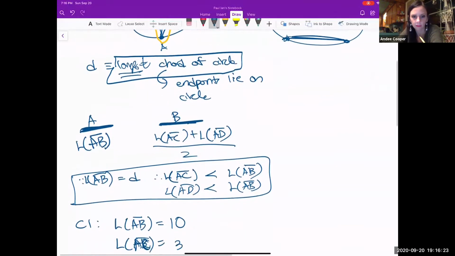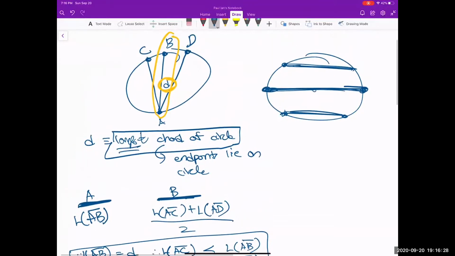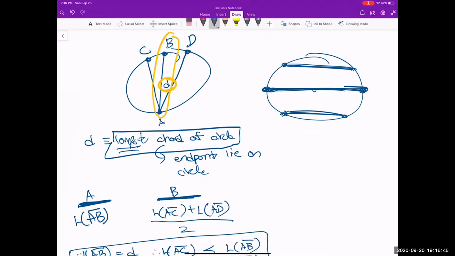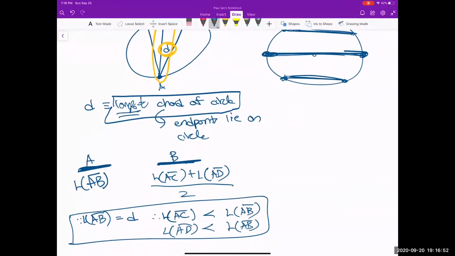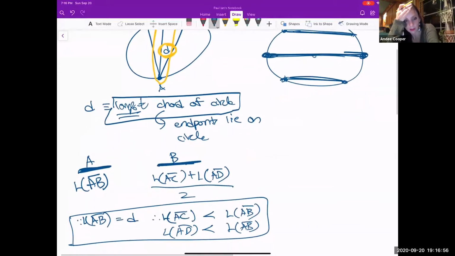Okay. So now let's look at this one. It's always like if this, then that. If AB is the longest one, from end to end, then AC compared to AB is going to be less than AB, right? And AD is also going to be less than AB. You just know that. But then you're not even comparing them. You're adding them and then taking the half of it.